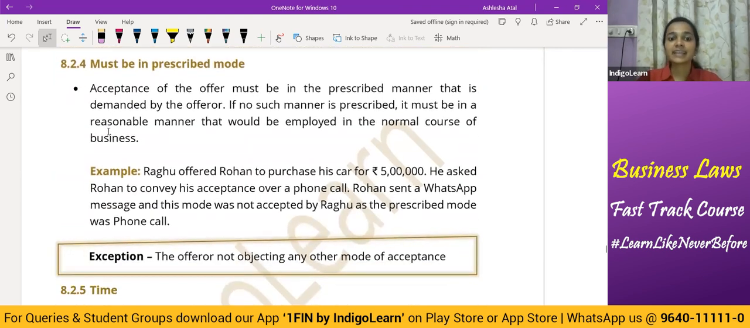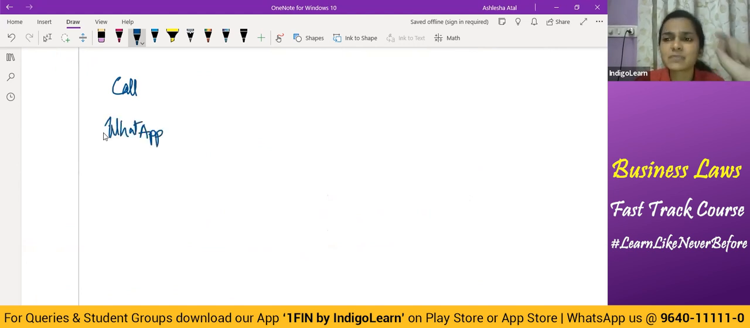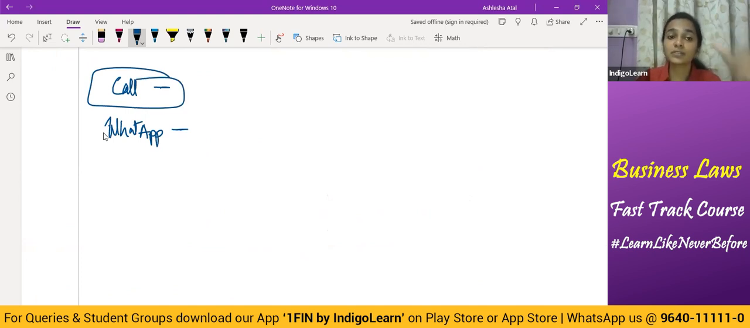The next one is acceptance has to be in a prescribed mode. Say I've made an offer to you and I tell you that if you accept, please give me a call. Or I've specifically mentioned that message me on WhatsApp about your acceptance. If I'm being very specific as to what should be your mode of acceptance, you have to follow that mode of acceptance. I said call me to give your acceptance, you have to call. If I say message me on WhatsApp about your acceptance, then you message me on WhatsApp. If I say mail about your acceptance to me, then it has to be by mail.